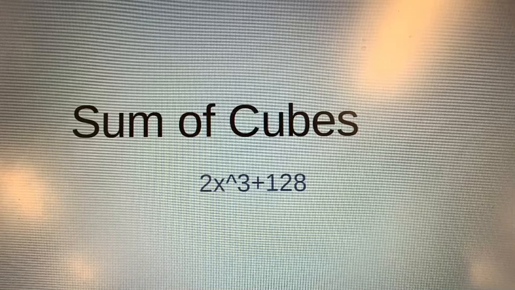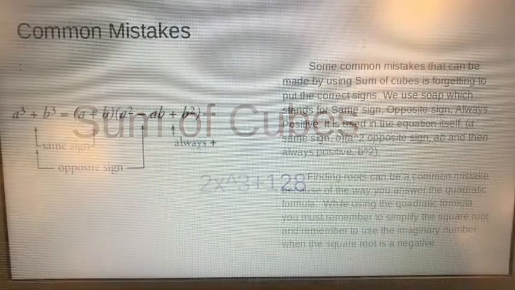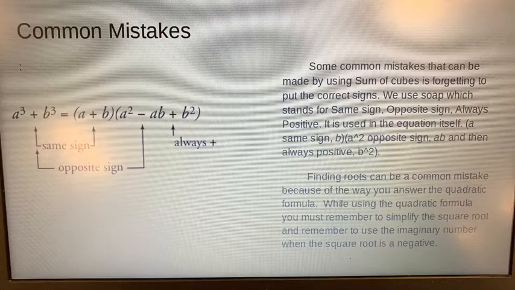Today we're going to be going over sum and difference of cubes. Some common mistakes that can be made when using sum and difference of cubes is forgetting to put the correct signs. We use SOAP, which stands for same sign, opposite sign, always positive. It is used in the equation itself: A, same sign, B, A squared, opposite sign, AB, and then always positive, B squared.